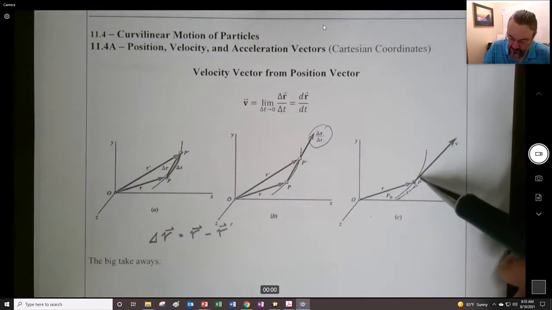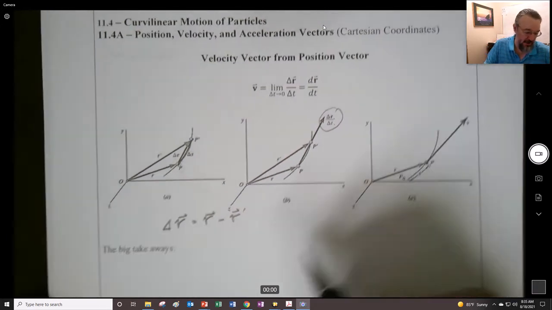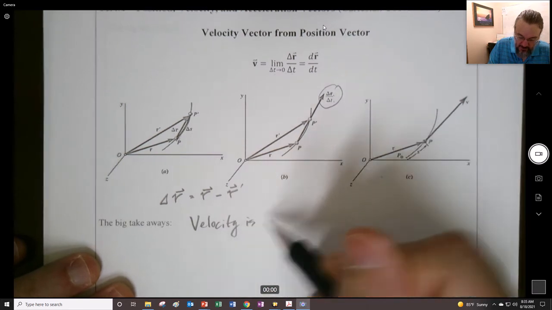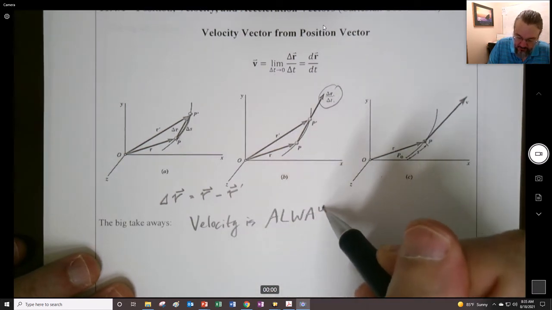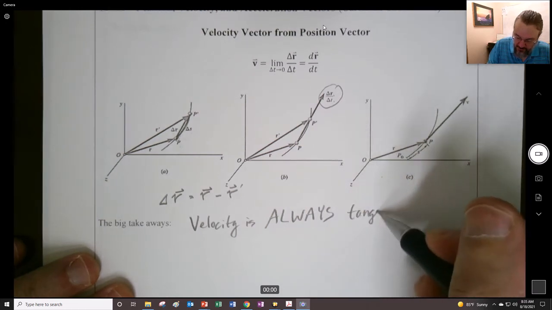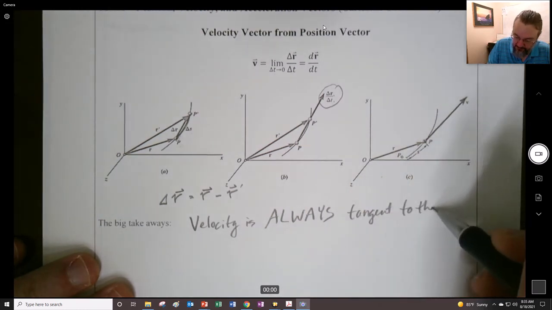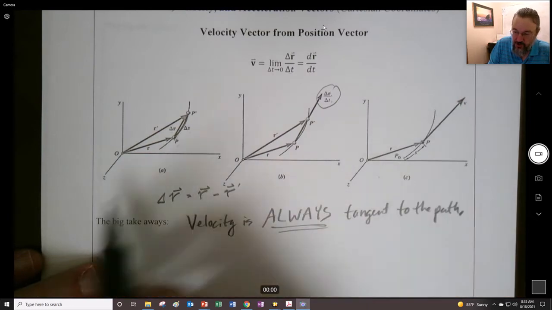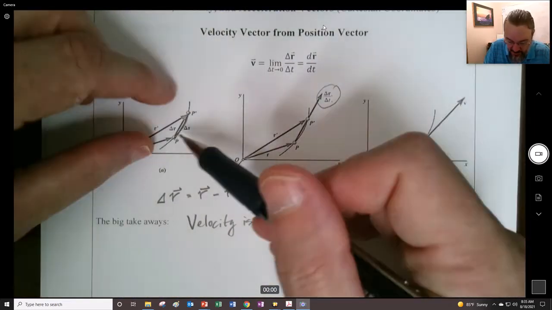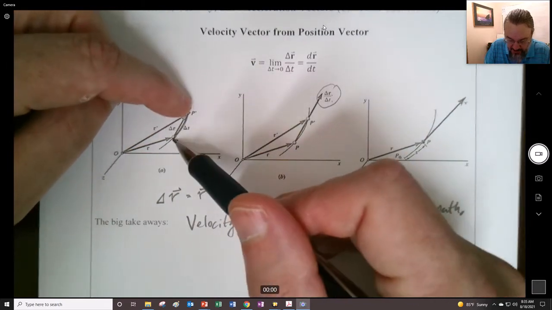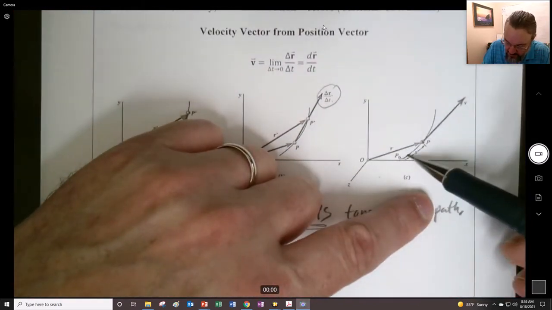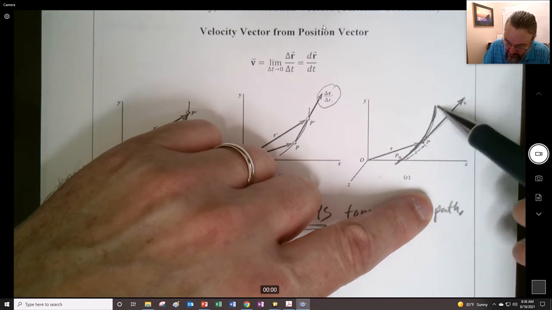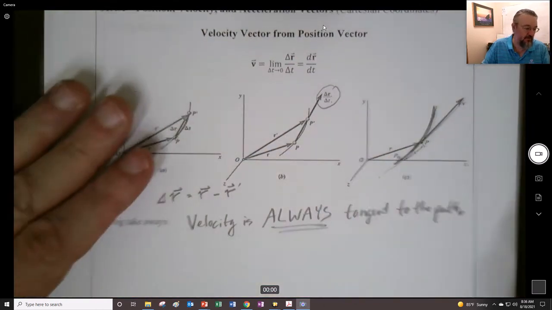Now, the really important thing to note, the big takeaway, is velocity is always, we'll even capitalize it, tangent to the path. That's a really important concept. That's the main thing this just showed. How is it tangent to the path? Well, it isn't quite tangent to the path here, but as we got smaller and smaller, it became tangent to this path right there. They didn't do a great job of drawing the path, but this is tangent to the path that this thing was following.